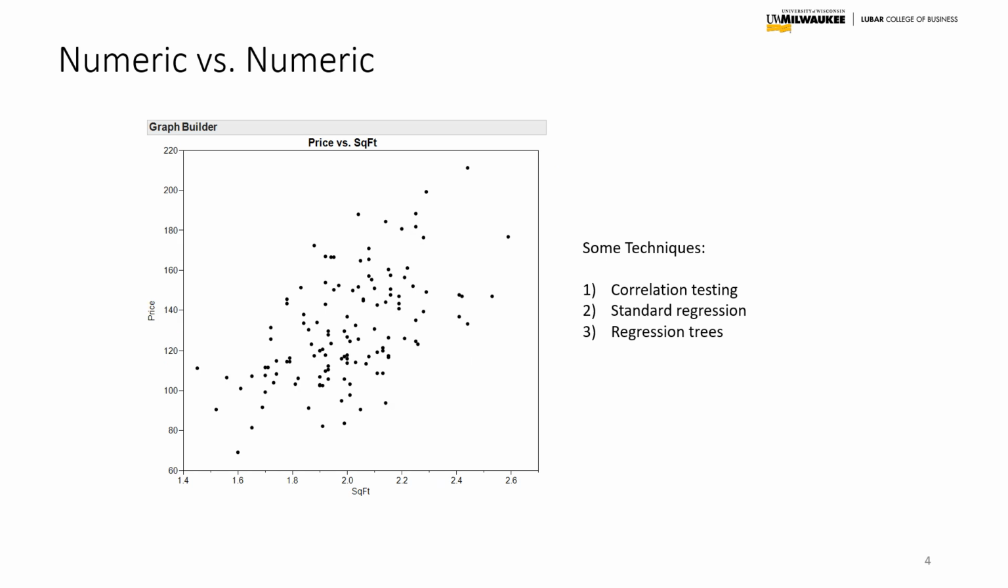Numeric versus numeric. Here's a data set that we're going to look at a lot in the regression section. Home prices in thousands against square footage in thousands. We see a positive relationship. So what are the techniques we can use for numeric versus numeric? Well, we can talk about correlation estimates and testing. We could talk about, of course, standard regression. And again, we could talk about the use of regression trees.